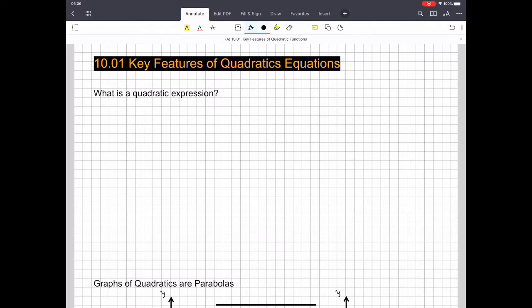In today's lesson, we're going to look at the key features of quadratic equations, expressions, and functions. We've talked about quadratics before briefly when we looked at different types of polynomials earlier in the year. So what is a quadratic expression? A quadratic expression is a polynomial that has a degree of 2.